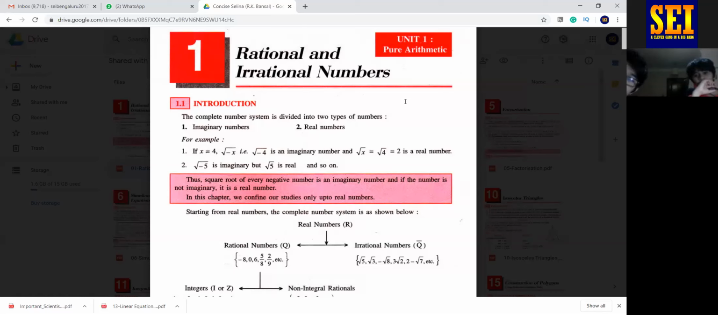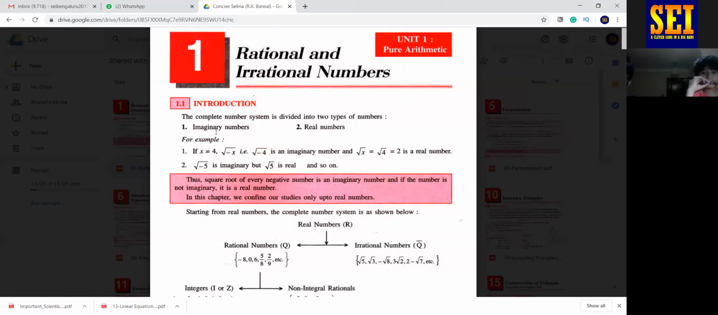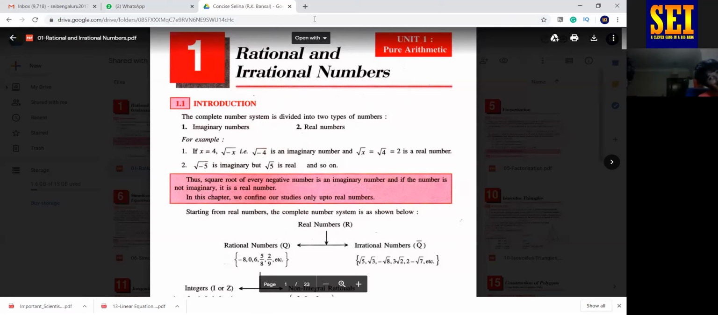The first topic here today: rational and irrational numbers. We already discussed in the previous classes imaginary numbers and real numbers. For example, if x is equal to 4, square root x, which means putting minus 4 in place of x. Because x is equal to 4, substitute that on the place of x, square root of minus 4 is an imaginary number. Generally, square root 4 is equal to 2, because 2 squared is equal to 4.